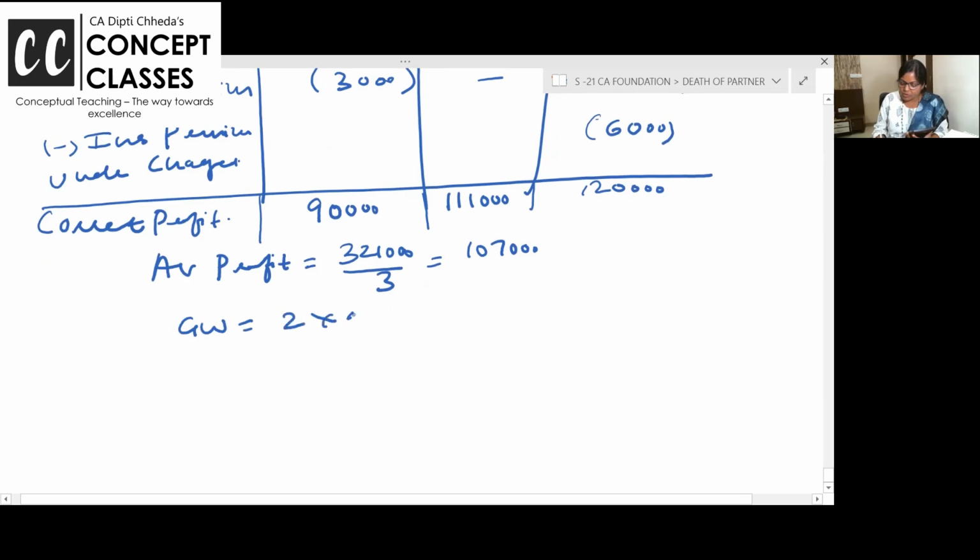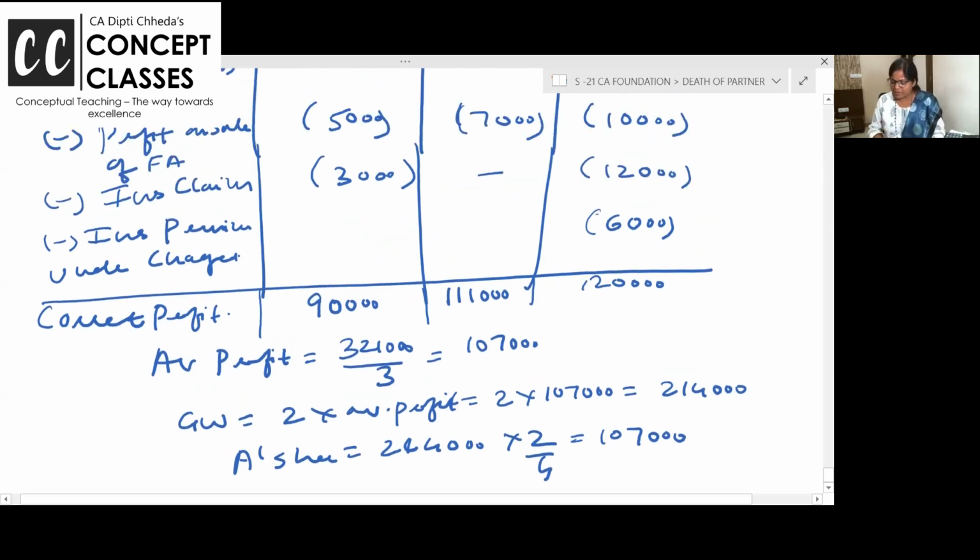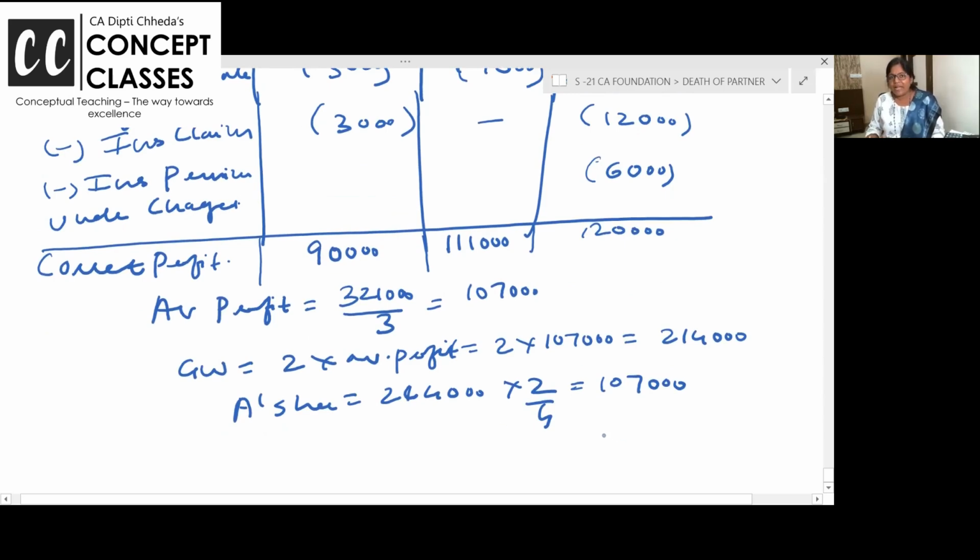Goodwill is 2 years' purchase of average profit. 2 into 1,07,000. So how much are you getting? 2,14,000. In that, A's share is how much? 2,14,000 into 2 by 4. Ratio is 2:1:1. So 2 by 4. Again 1,07,000. Exactly the same problem we have done. But I felt these are the concepts asked again and again. Level of the problem. तो करते हैं. A's share of goodwill everyone got.